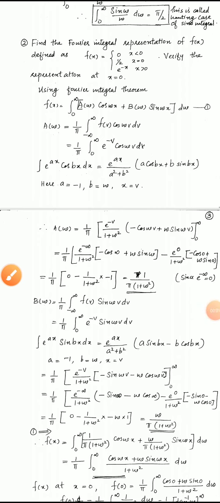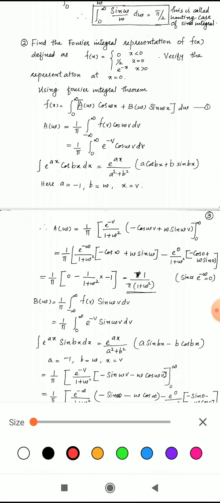Hi all, this is a continuation of Fourier integrals. Consider the second question. Find the Fourier integral representation of f(x) defined as f(x) equals 0 when x is less than 0, 1/2 when x equals 0, and e raised to minus x when x is greater than 0. Verify the representation at x equals 0.